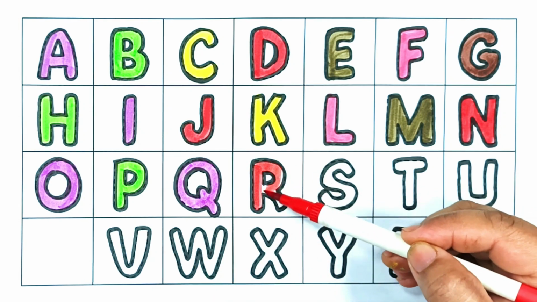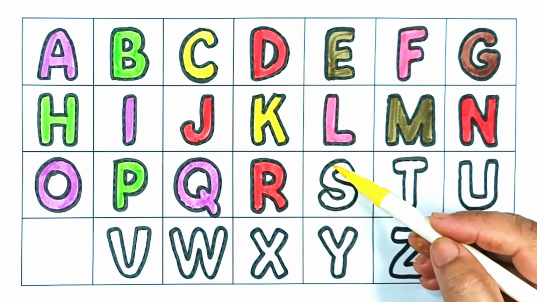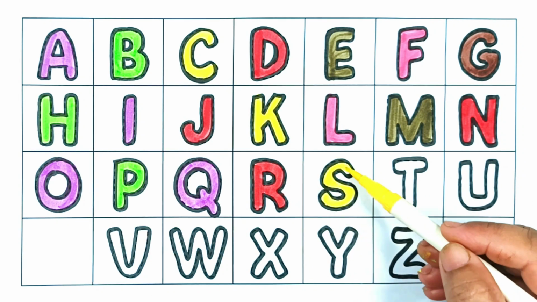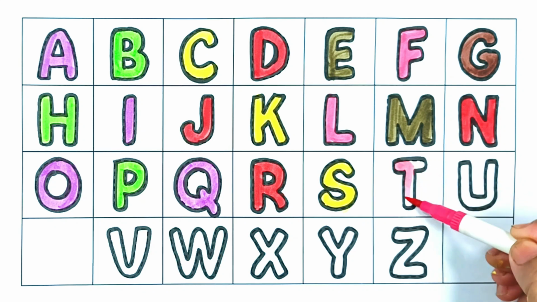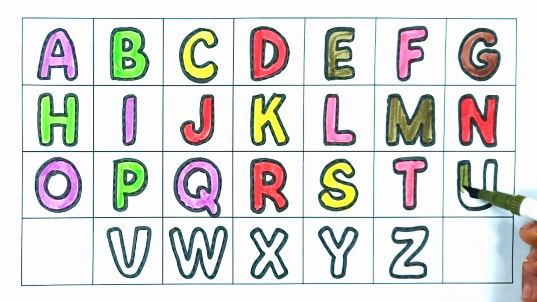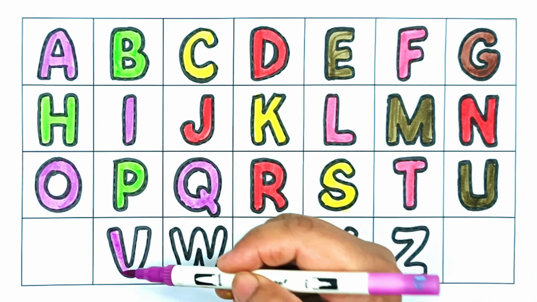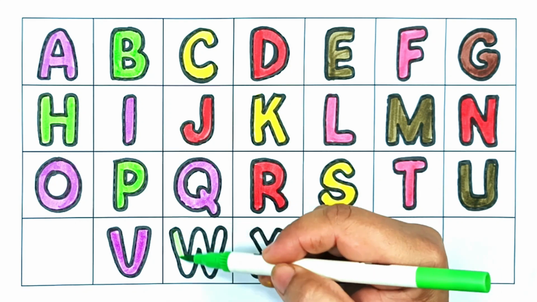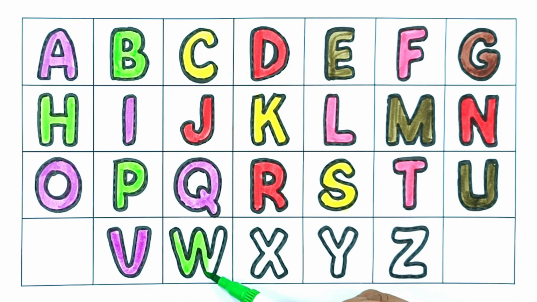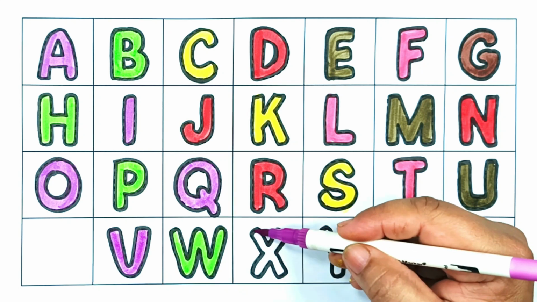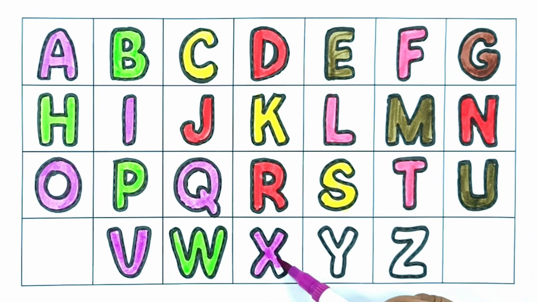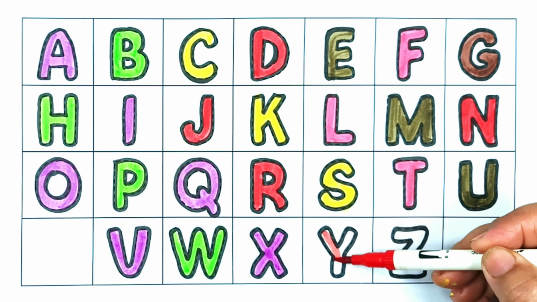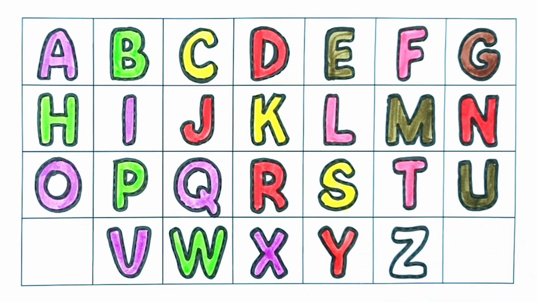R for ring, R for ring. S for star, S for star. T for train, T for train. U for umbrella, U for umbrella. V for van, V for van. W for watch, W for watch. X for xylophone, X for xylophone. Y for yacht, Y for yacht. Z for zebra, Z for zebra.